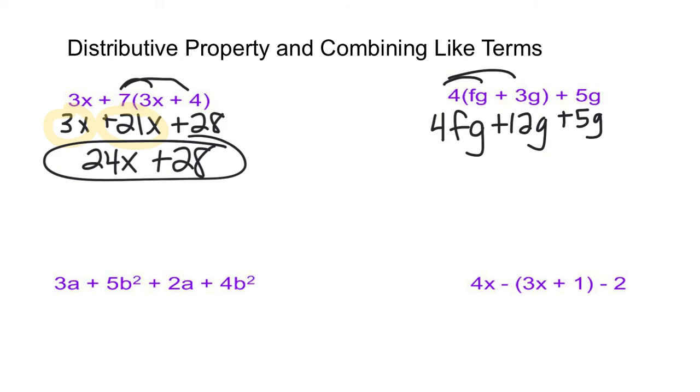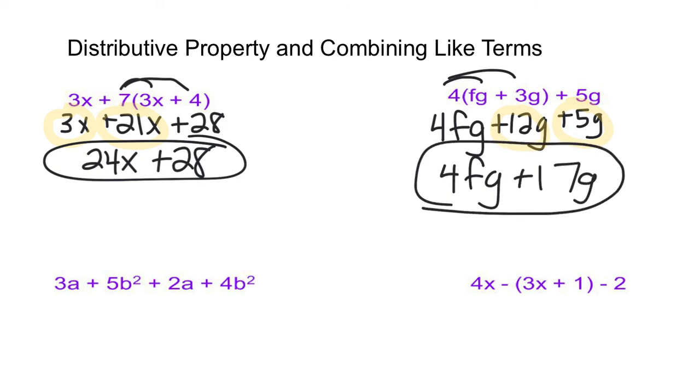And now from here, again, we look for like terms. Like terms have to have the exact same variable and exponent. So 12G and 5G can go together. The FG cannot because it has an F in it. So 4FG plus 17G, sorry.